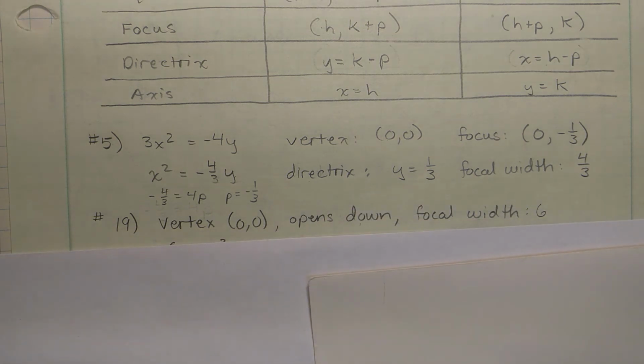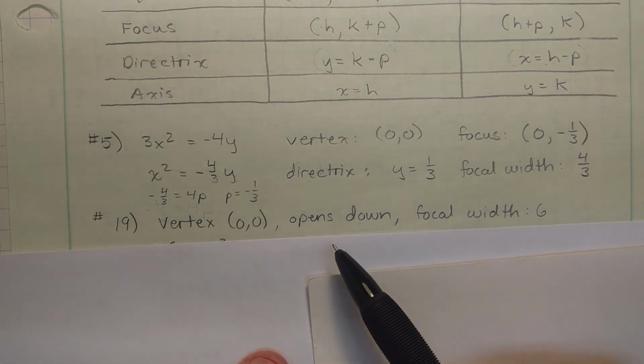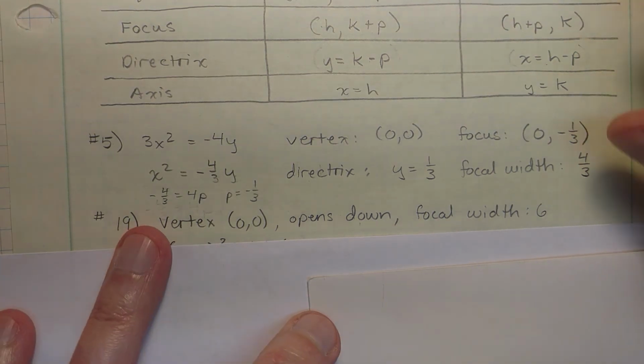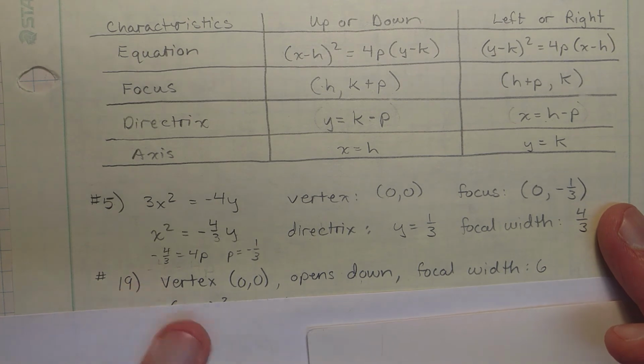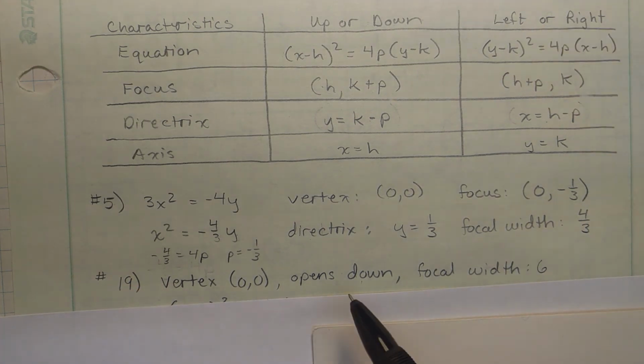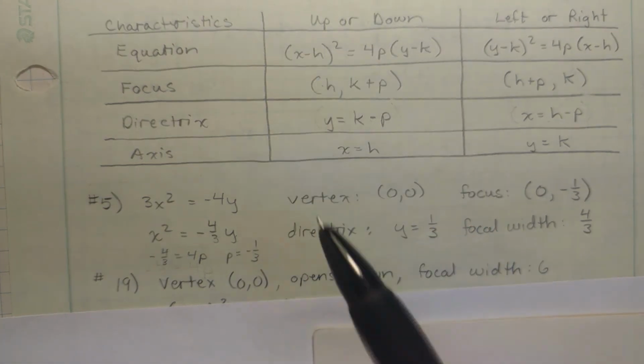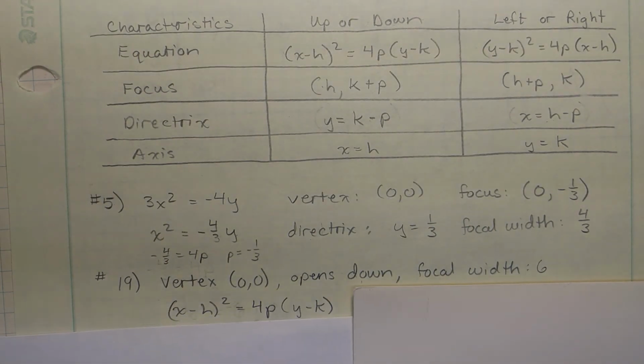Number 19. We have a vertex, we have a direction that it opens, and we have a focal width. What it wants us to get here on 19 is the equation for this parabola. So the first thing I have to do is know which equation do I grab? The one for up or down, or the one for left or right? Well, it opens down, so I know immediately I'm going to grab this equation.